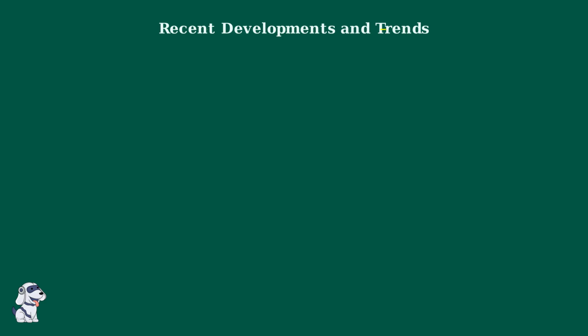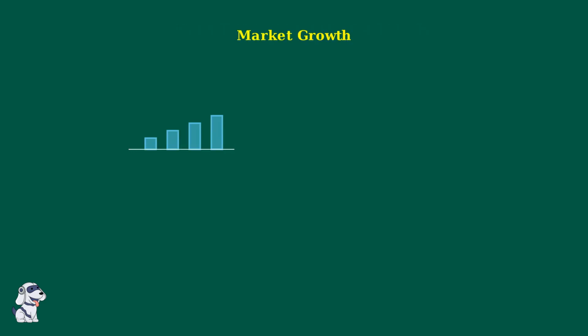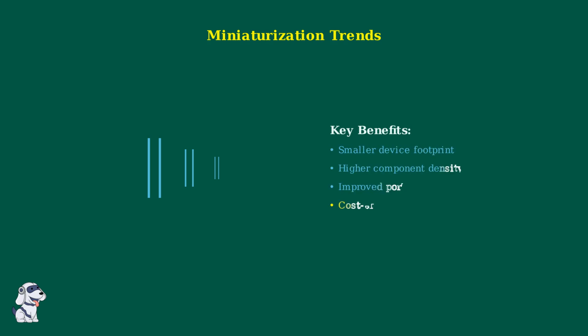The capacitor industry is experiencing rapid transformation driven by emerging technologies and growing market demands. Let's explore the key developments shaping the future of capacitor technology. Market growth in the capacitor industry is being driven by the explosive demand for electronic devices and renewable energy systems. The global capacitor market is projected to reach $80 billion by 2033, growing at a compound annual growth rate of 6%. Miniaturization is a critical trend as manufacturers develop smaller, more compact capacitors for portable devices and high-density circuits.